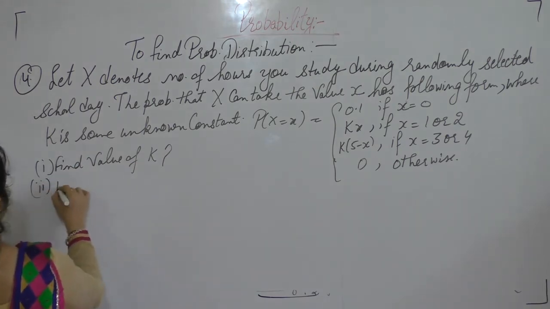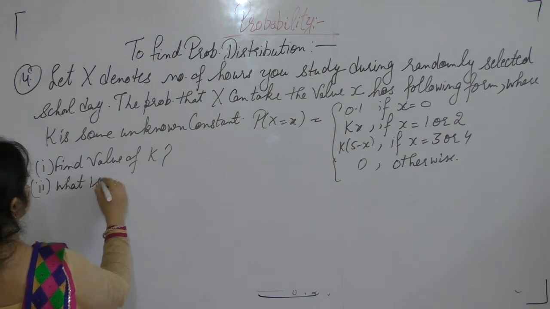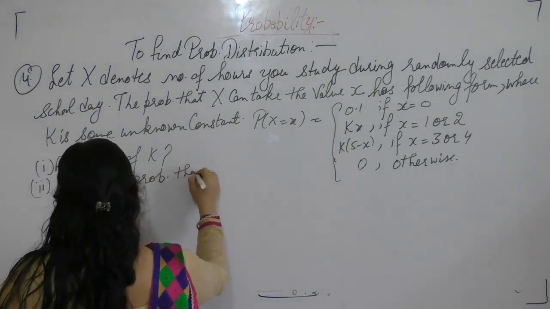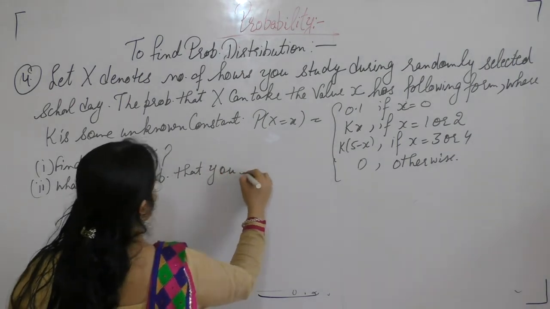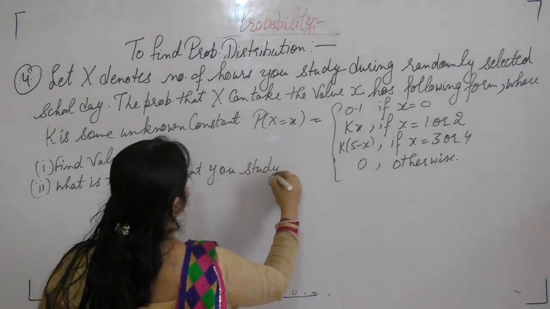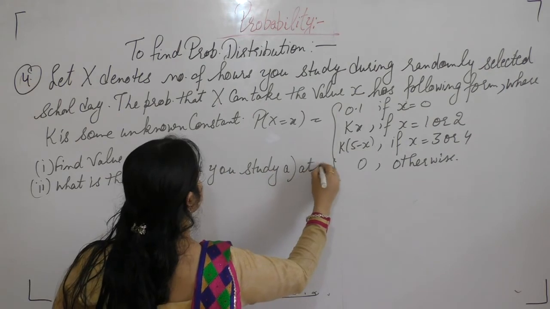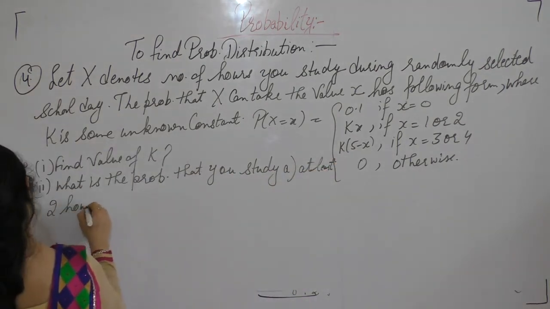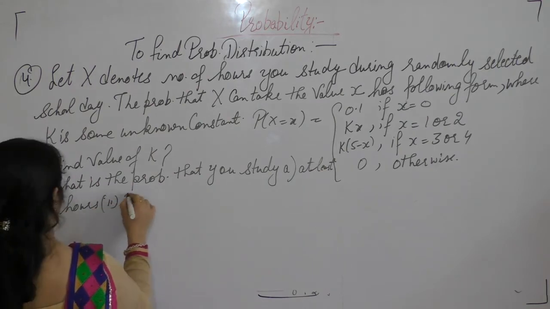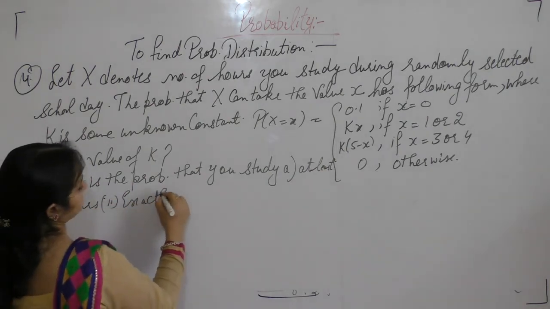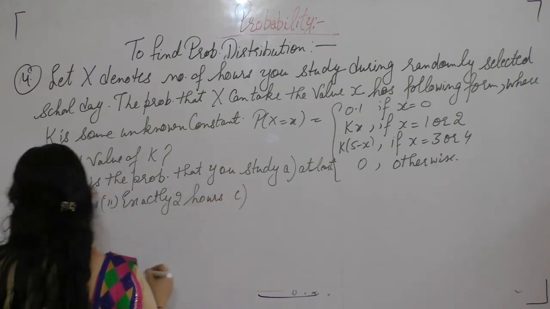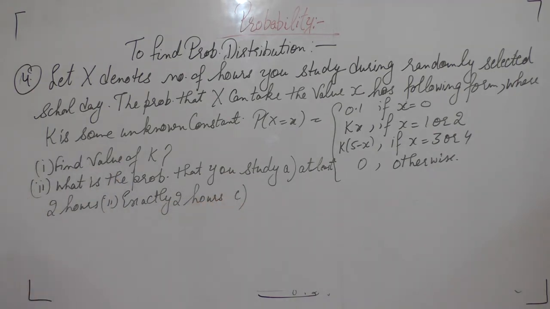What is the probability that you study at least 2 hours, exactly 2 hours, and at most 2 hours?